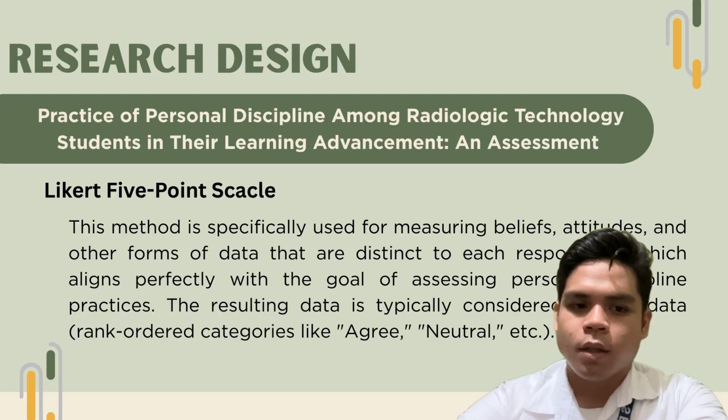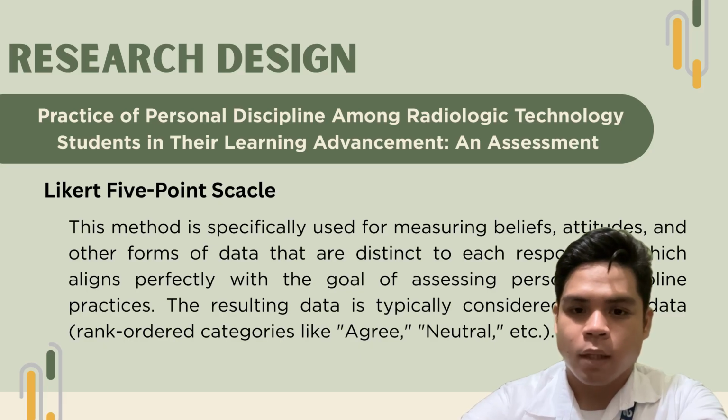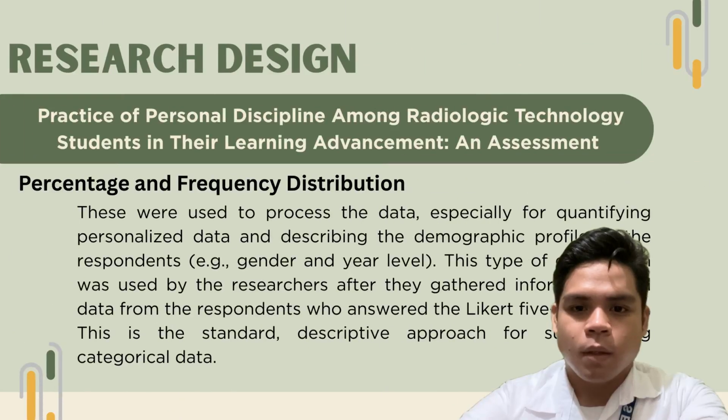So let us talk about why these methods were used for the study. So first we have the Likert 5-point scale. This method is specifically used for measuring beliefs, attitudes, and other forms of data that are distinct to each respondent. Tool, they use the percentage and frequency distribution. So these were used to process the data, especially for quantifying personalized data and describing the demographic profile of the respondents, such as their gender and year level.